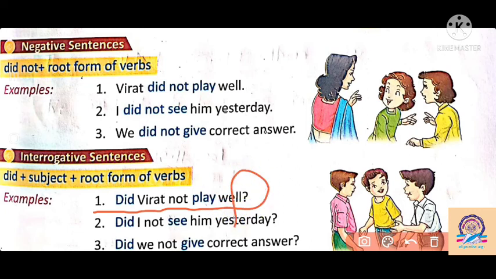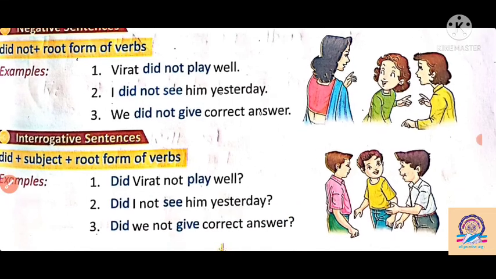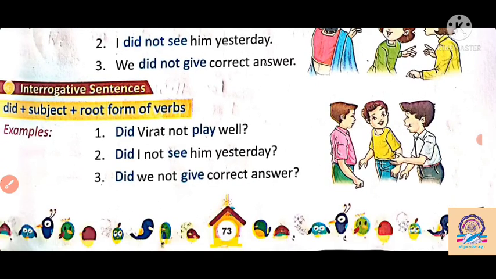Question mark. And we can also frame a negative sentence in interrogative form. There will be no change here; we can keep not after the subject. "Did I not see him yesterday?" Question mark. For asking questions, we use the interrogative sentence. Then, "Did we not give the correct answer?" Question mark. That indicates the sentence is in the simple past tense, but we have to keep did initially, then the subject, then the main form of the verb, then the object, other words, and a full stop.